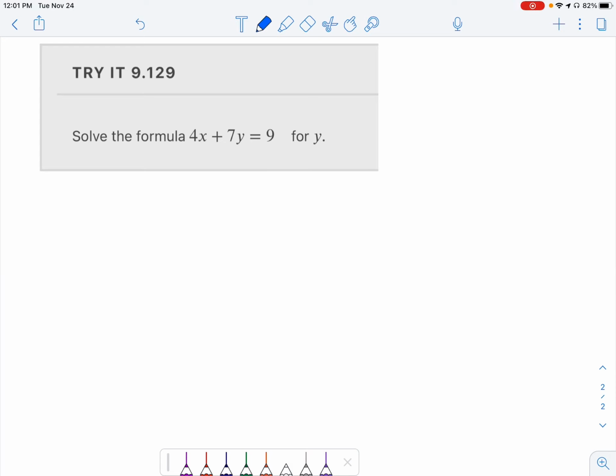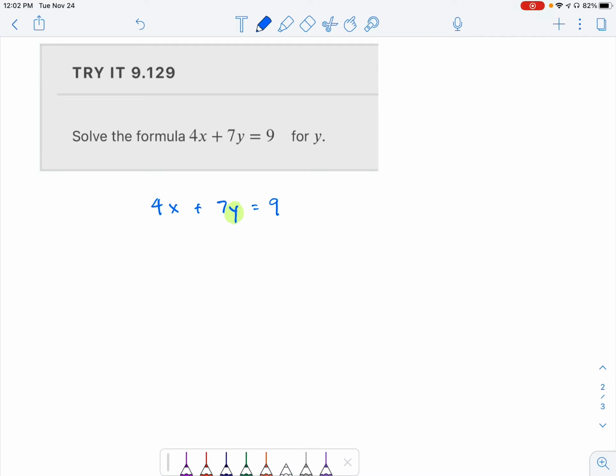So now we have 4x plus 7y equals 9. So 4x plus 7y equals 9. And again, what I eventually want to get by itself is the y. So I'm going to think about, again, what am I doing to that y on the left-hand side of the equation? Well, I'm multiplying it by 7, and I'm adding 4x to that. And so I've got two things I need to undo here. I need to undo the adding 4x, and I need to undo multiplying by 7. So I'm going to do those.